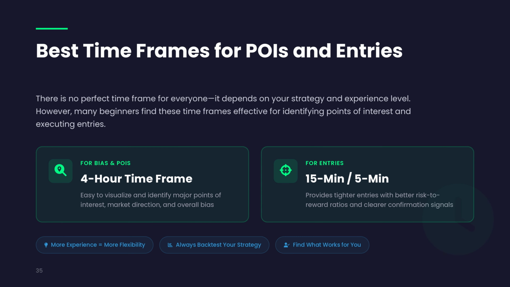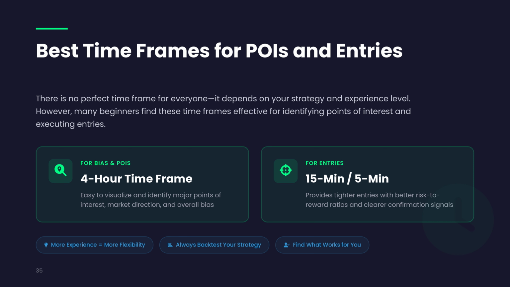Right then, another frequently asked question. What are the best time frames for identifying points of interest and taking entries? And once again, I must give you the nuanced answer. There's no perfect time frame that works for everyone. You see, different traders have different strengths.